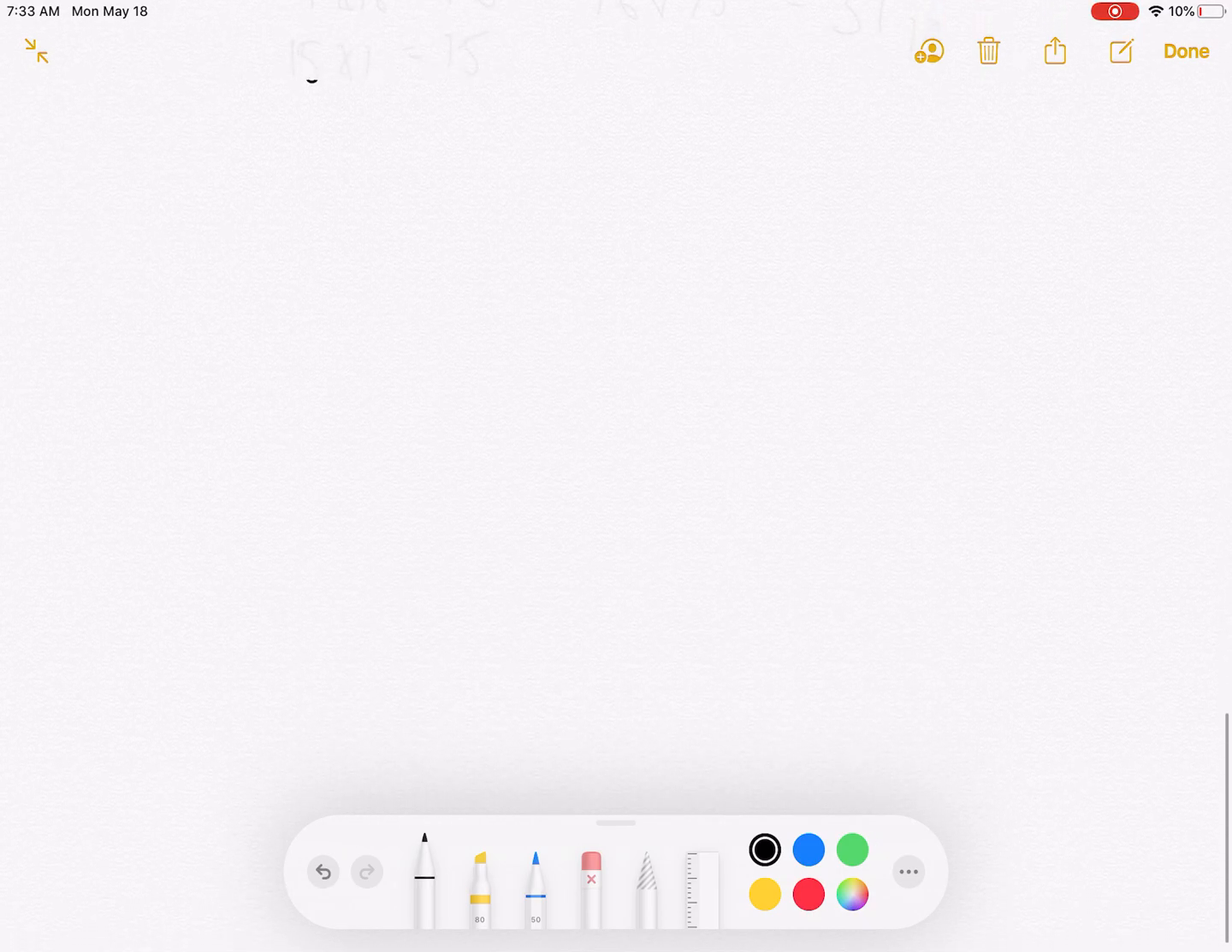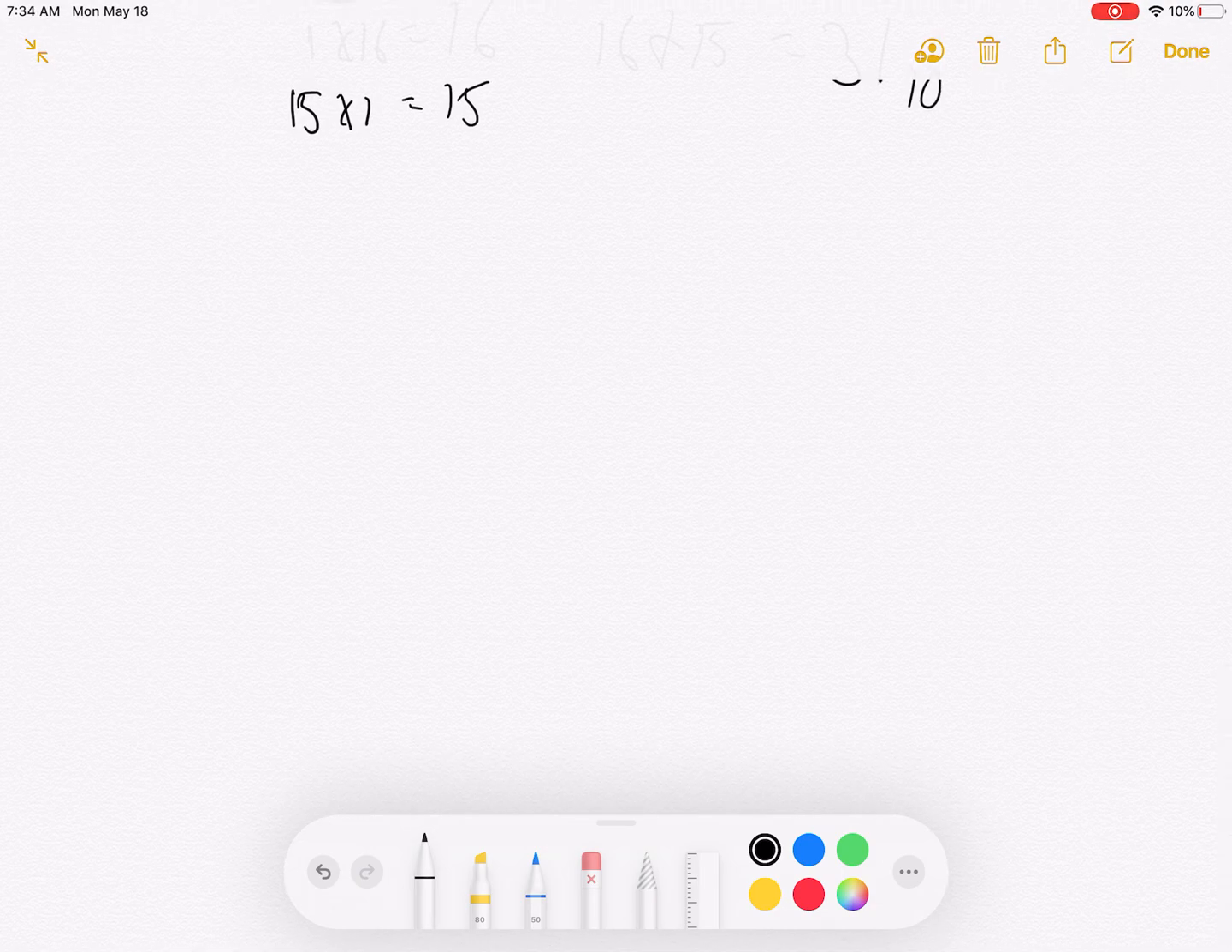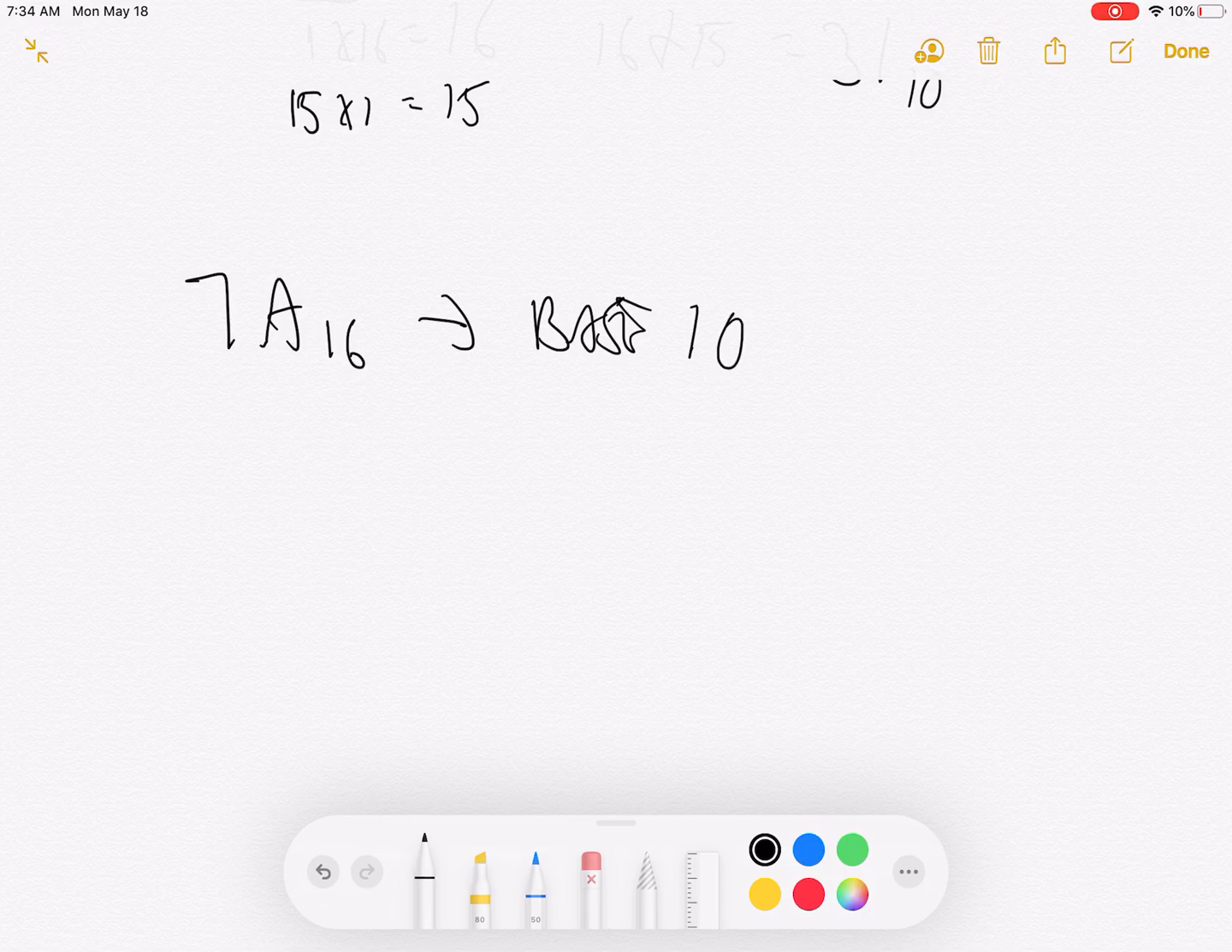Let's do another one. Let's take a 7A in hexadecimal, and let's go to base 10. Okay, so this is the 1s, this is the 16s. What's 7 times 16? Okay, I think that's going to be 112, plus what's 10 times 1? 10? That's going to be 122 base 10.